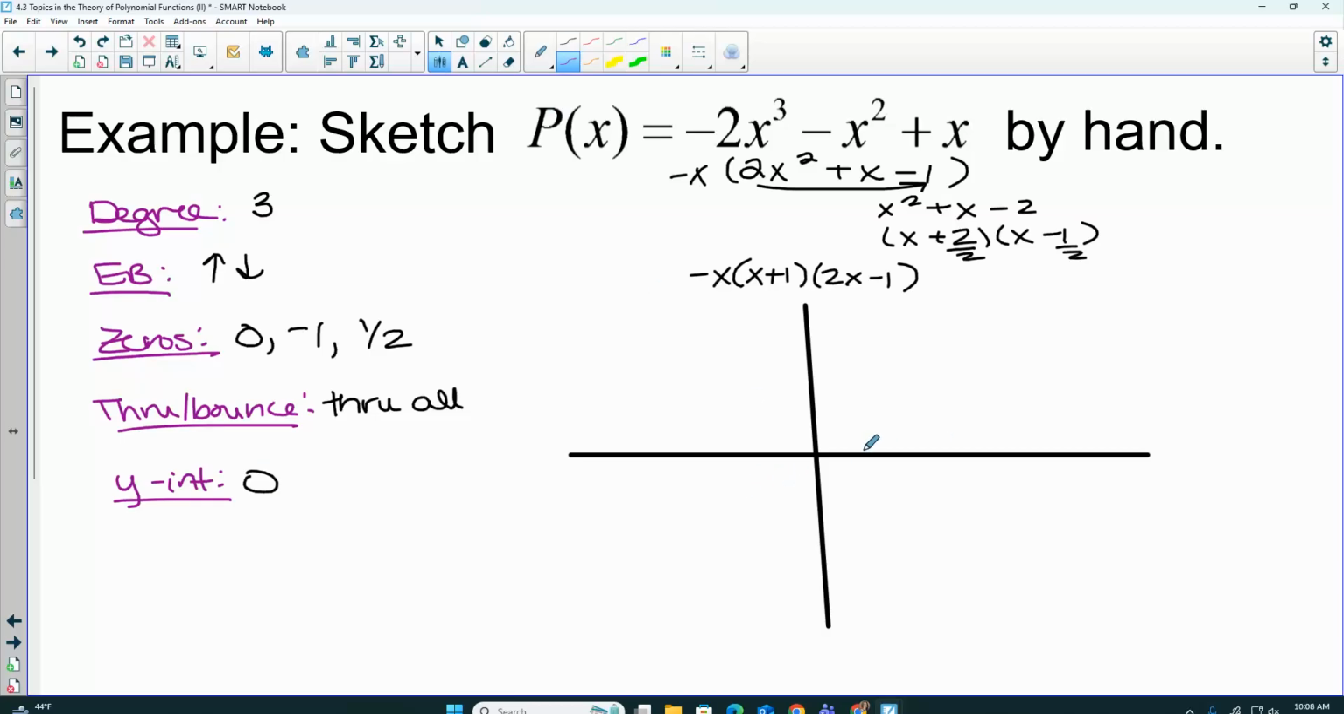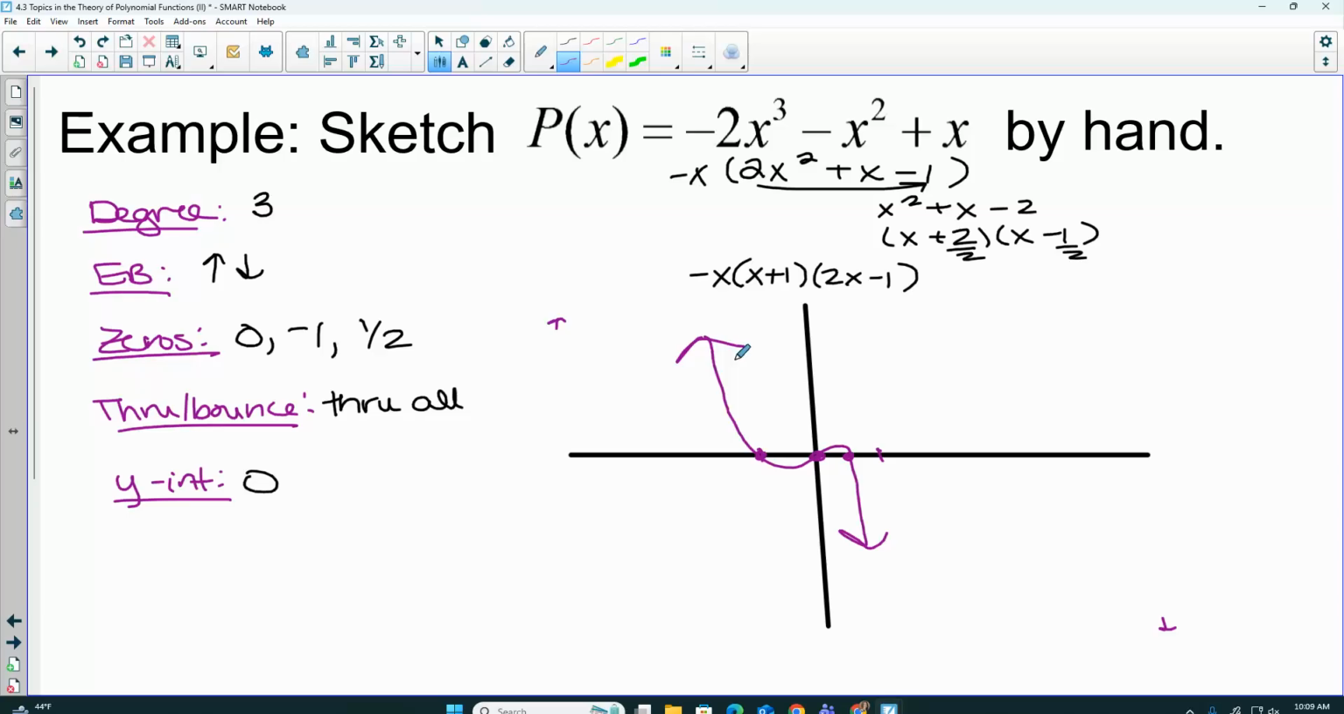Okay. So I hit the axis at 0, negative 1, positive 1/2. Y-intercept at 0. Should start up here and down here going through all of them. So hit this and go through, that one go through, this one go through. So it should look like that overall. So far, so good?